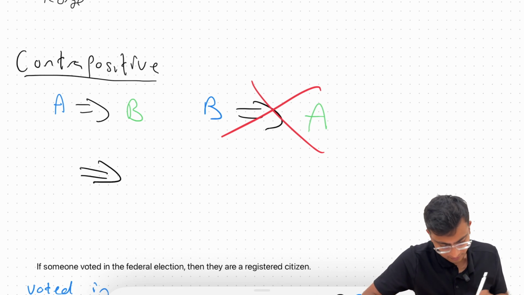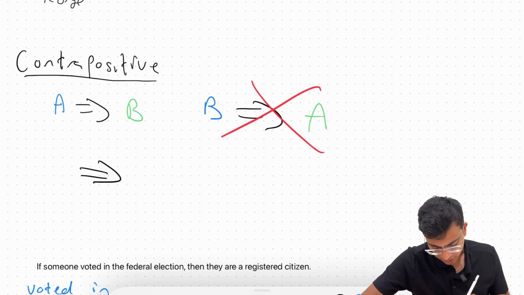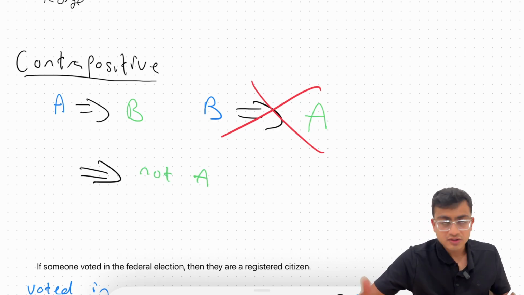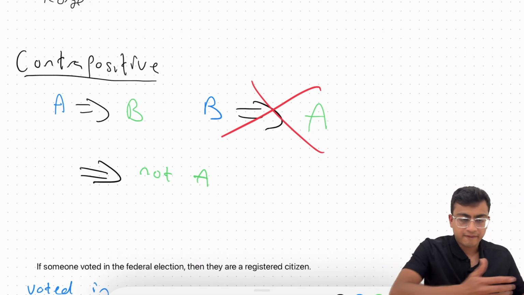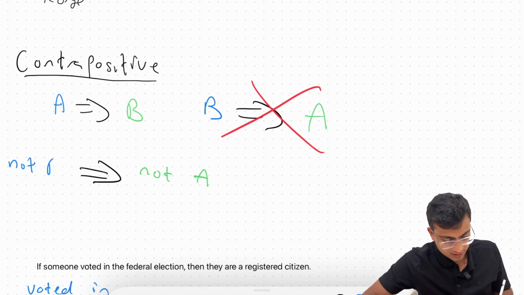So the diagram, the arrow is still going to be there. In order for me to move A on the right-hand side, I have to add a not. So this becomes not A. And similarly, to move the necessary condition on the left, I need to negate it. So it's going to be not B.